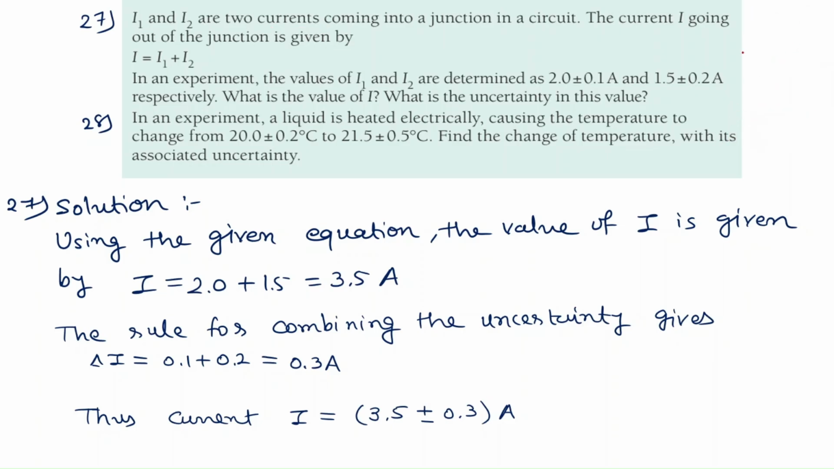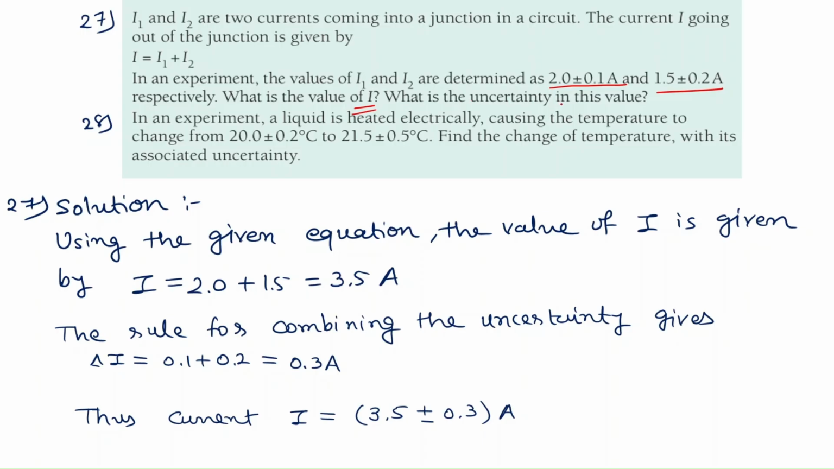We see detail in our electrostatic. So the current I going out of the junction is given by I equals I1 plus I2. In the experiment, the values I1 and I2 are determined. What is the value of I? You have to just find I. It is a very easy process.